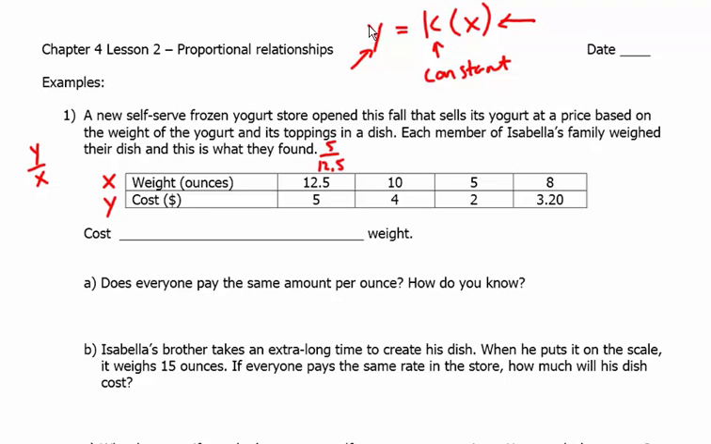And when I do that in my calculator, I get 40 cents per ounce. The next one, $4 divided by 10 ounces. Again, I get 40 cents per ounce. The next one, the price divided by how much I'm getting, 5, is 40 cents per ounce. And the last person, $3.20 divided by 8 is also 40 cents per ounce. So if you notice, they all paid the same unit price. So the cost was, for each of them, 40 cents per ounce.